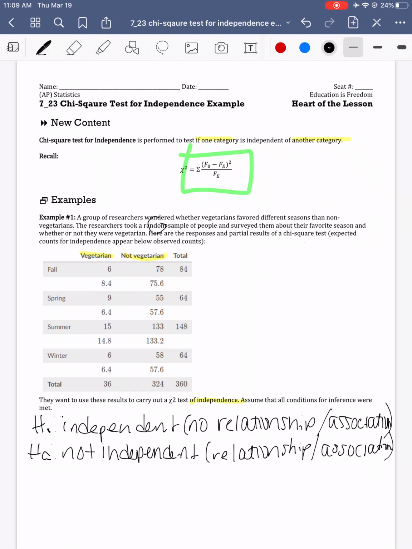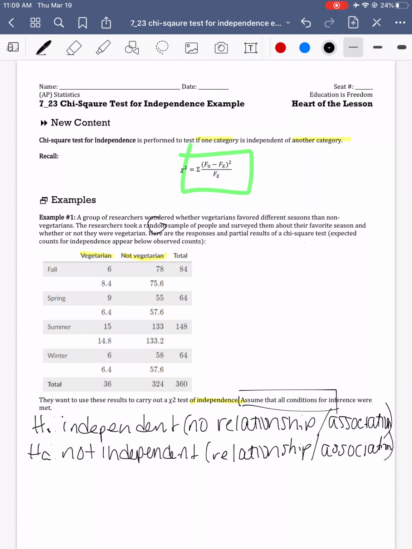So to test these hypotheses, normally we would test our conditions, but here they say assume that the conditions have been met, so we don't need to do that step. But I encourage you to pause the video and actually test the conditions yourself so that you get in the habit of doing so. But again, since it says assume the conditions have been met, we don't need to do that step here. So we can go ahead and jump right into calculating our test statistic.